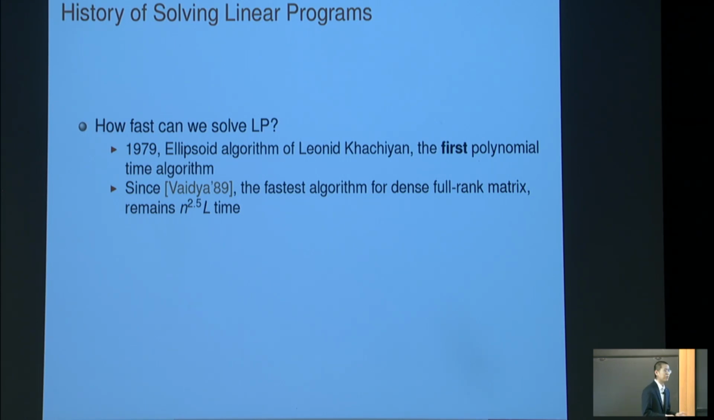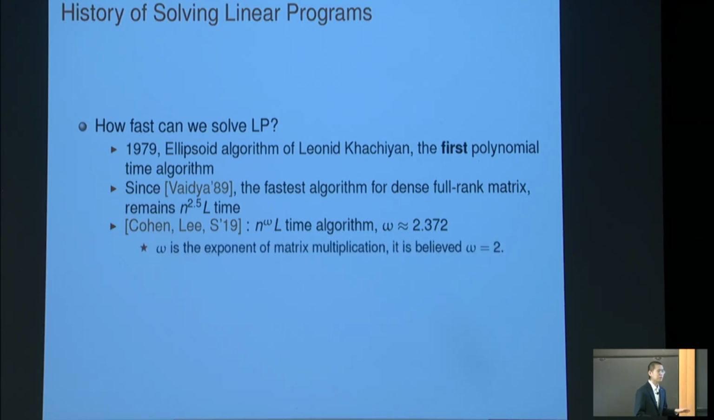In the later slides, I will describe roughly where this bottleneck comes from. Here I just show you the result of our LP paper. We can show that if you want to solve a linear program, it only takes n to the omega time, where omega is the current exponent of matrix multiplication. The community believes this omega is going to be 2 eventually, but right now we still have no idea what the right answer is.